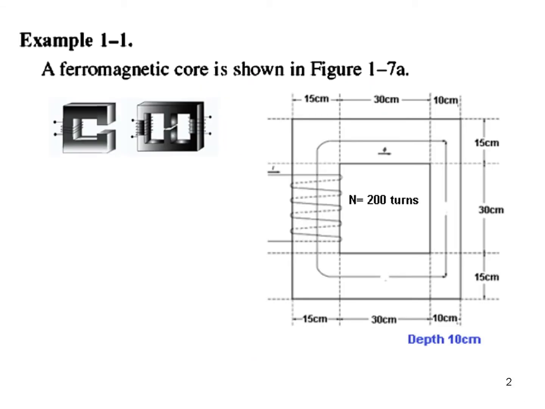Okay, so let's read the question. A ferromagnetic core is shown in the figure. So this is the ferromagnetic core. And I hope you have an idea from the small transformers you might have seen. The core is made of stainless steel material or iron material, strips of iron material, iron sheets. So this is the ferromagnetic core.